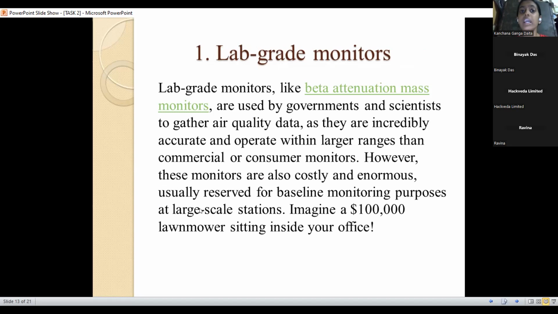Really upgraded software is built into these monitors. So these are used by official members like governments, scientists, officers, etc. Actually, these are reserved monitors, so we are able to use them only for some reserved purposes. We also can't use them in a small scale station. As per the requirement, government officials can use these lab grade monitors.